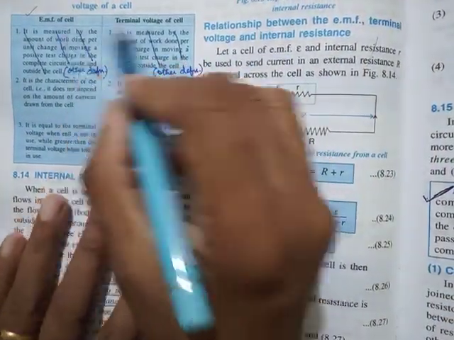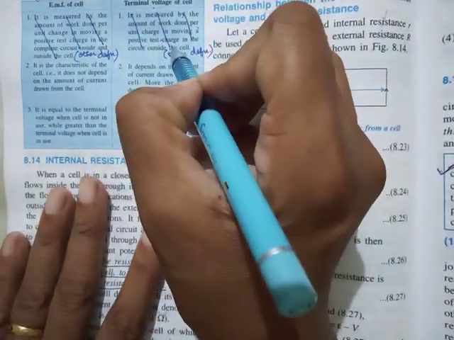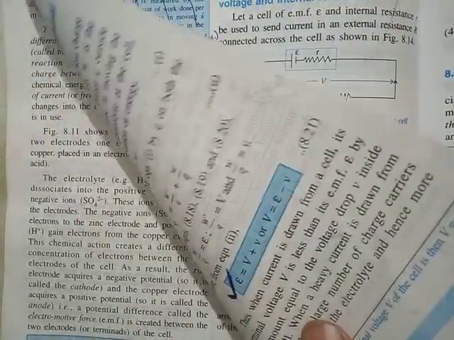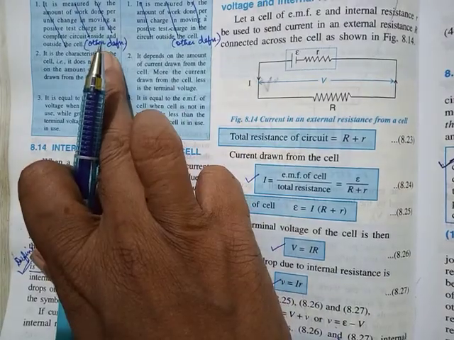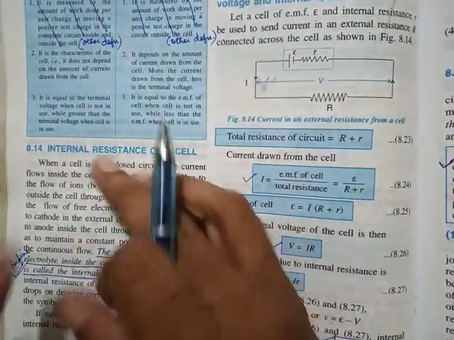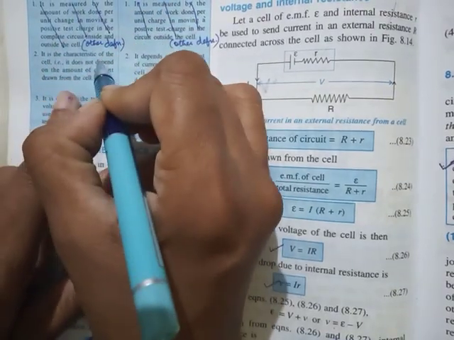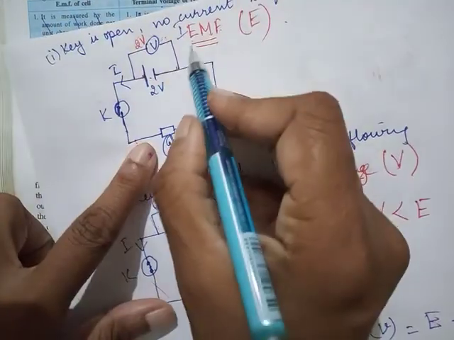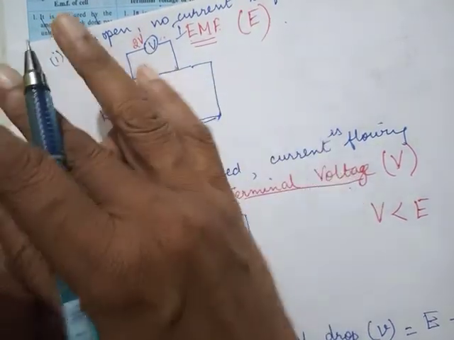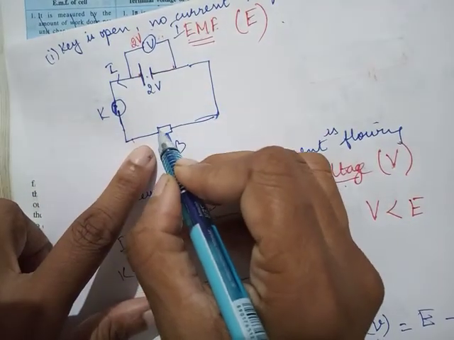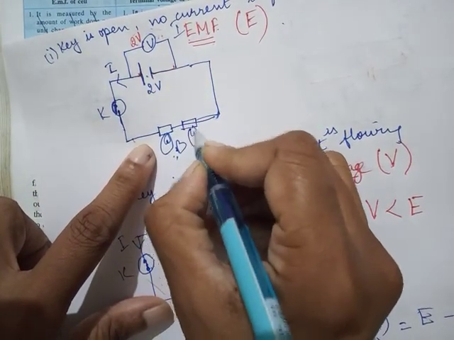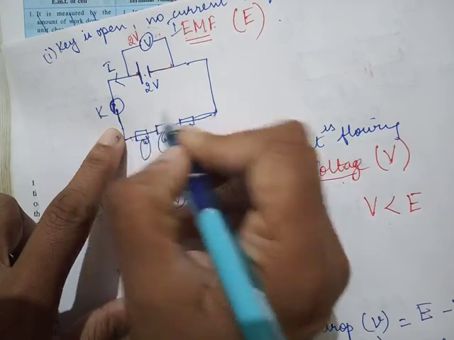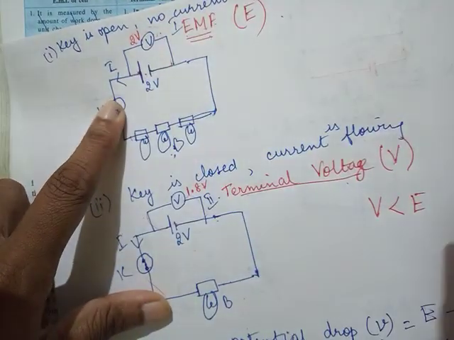Now come to the next page. You have differences between EMF and terminal voltage. First point is the definition. They have given the other definition, which is a little difficult. So whatever definition you're studying here, you write here as the first point. Second point, EMF is the characteristic of a cell. It does not depend on the amount of current drawn from the cell. If it is a battery of 2 volt, its EMF will always be 2 volt. You connect one bulb here, 2 bulbs here, 3 bulbs here, it doesn't make a difference because this key is open, no current is anyway flowing. So EMF will always be constant.